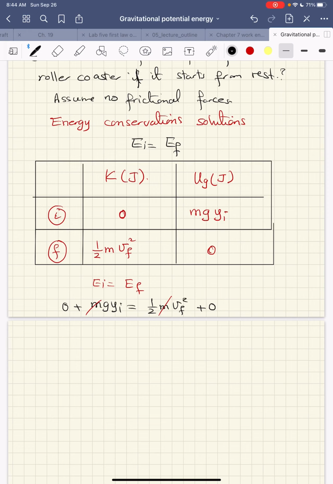Then here you will say v final squared should equal 2 times g times yi, and that is 2 times 9.8 times yi, which is 20, and then v final is gonna come to be 19.8 meters per second.